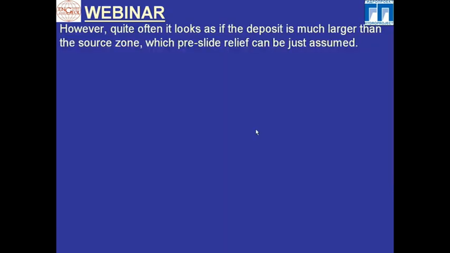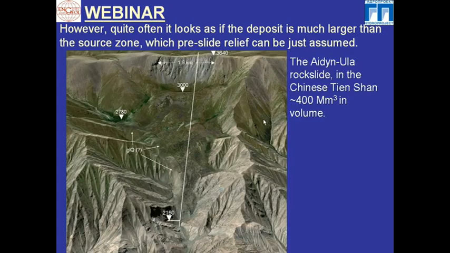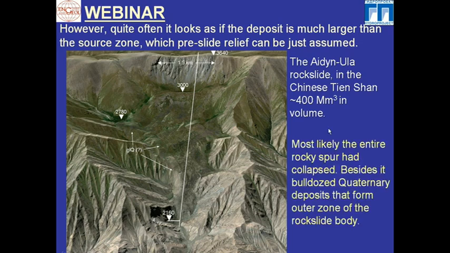However, quite often it looks as if the deposit is much larger than the source zone, whose pre-slide relief can be just assumed. Here is a good example. It is the Aydinullah rock slide, also in Chinese Tian Shan, very large feature, about 400 million cubic meters in volume. Here we can see its headscarp. It looks much smaller than the entire body. Most likely, the entire rocky spur had collapsed here.